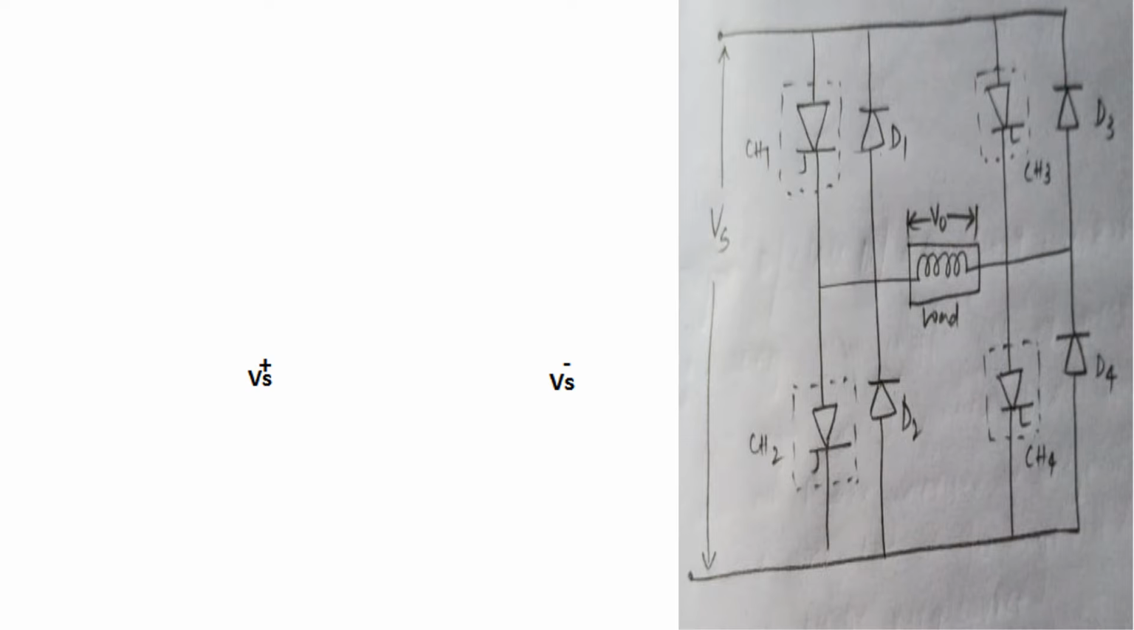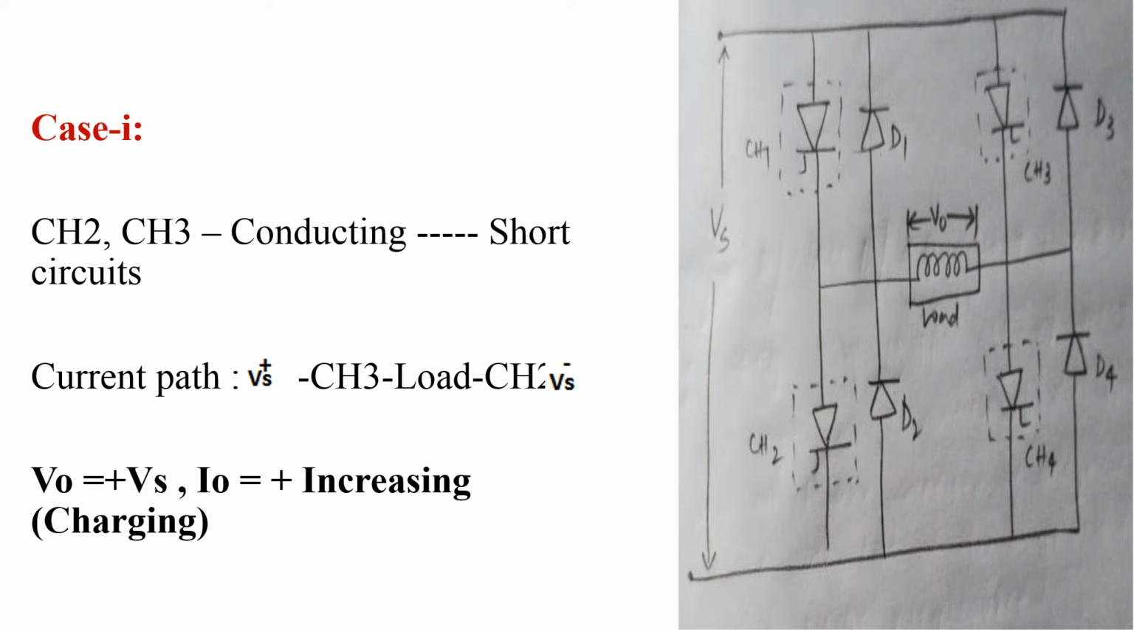Now coming to working, it is very simple. The working of class E chopper circuit can be explained in four cases. Now consider the first case. This is a circuit diagram which represents case 1. In the first case, consider choppers CH2 and CH3. Choppers CH3 and CH2 are in conducting state, and all the remaining choppers and diodes are in non-conducting state.